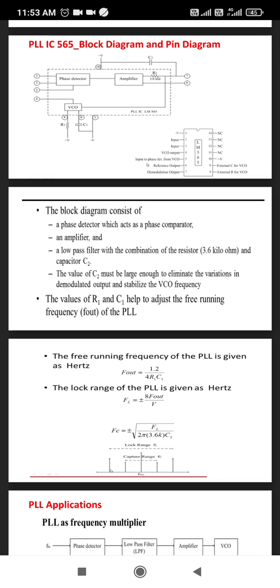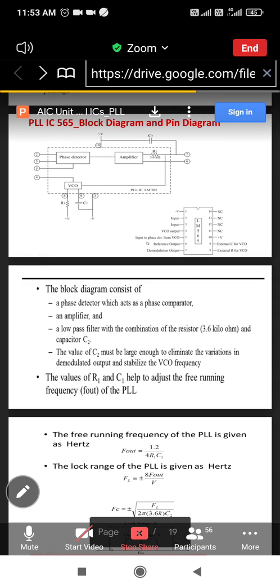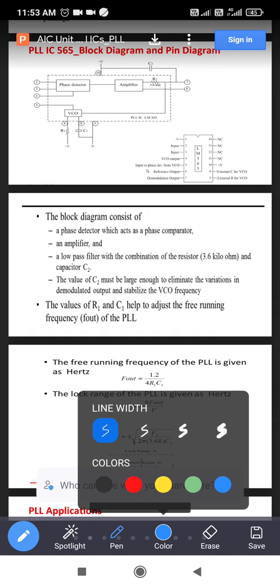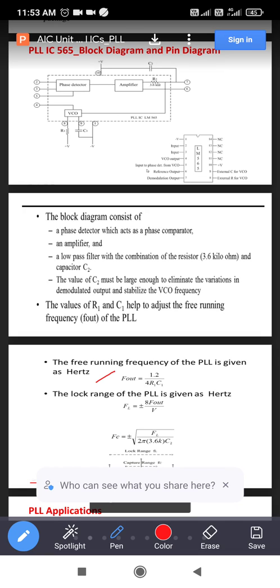Now next, the free running frequency of the PLL is given by a formula. The free running frequency in hertz of the PLL: F out is equal to 1.2 divided by 4 into R1 into C1. So according to that, I will show the formula here.